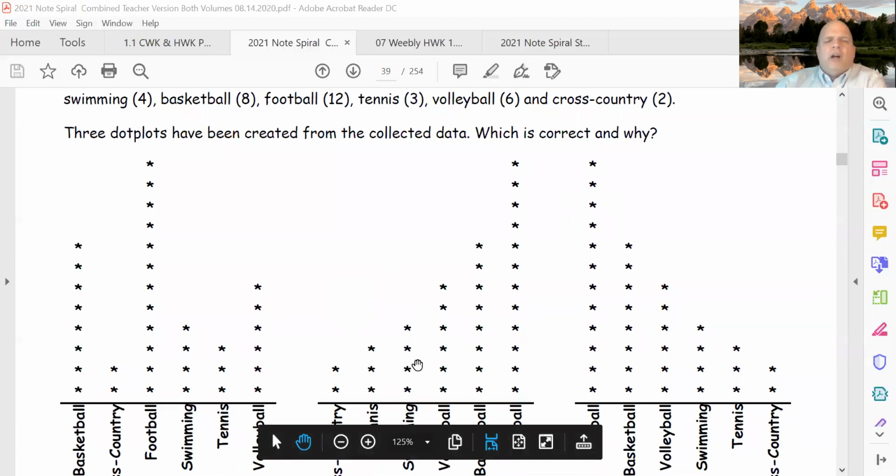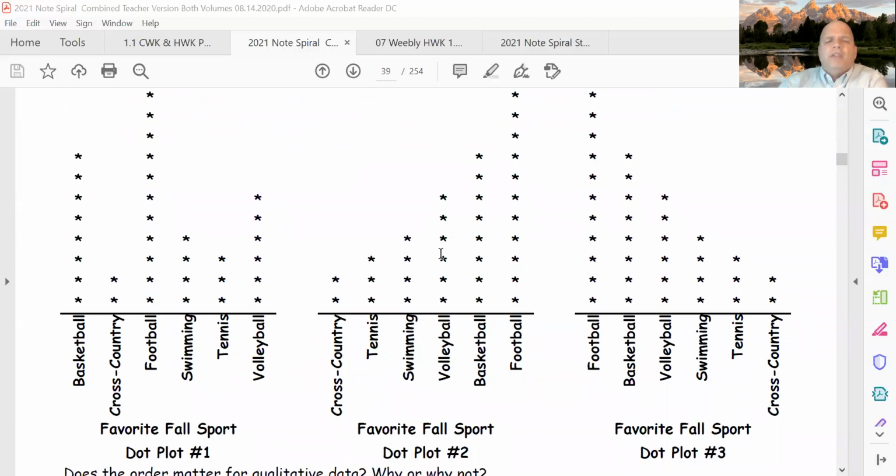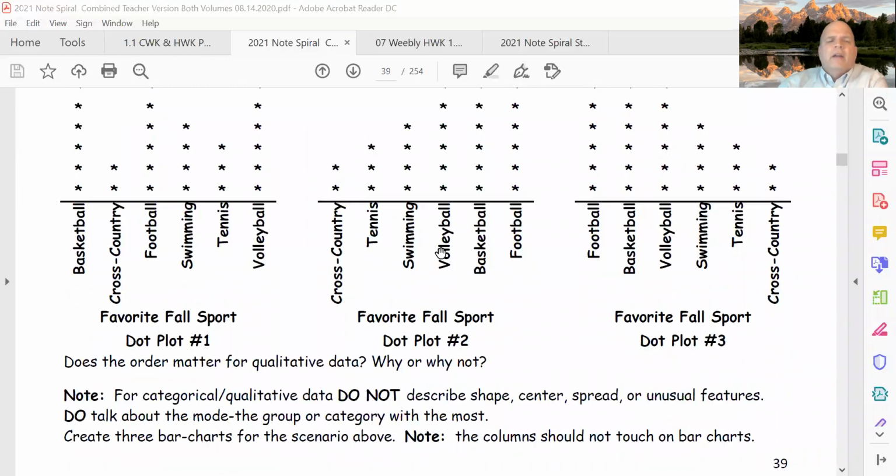I have one that's kind of all over the place. I have one that looks like it might be skewed to the left. I have another skewed to the right. And it turns out they're all correct, because the order didn't matter in that case. Least to greatest, greatest to least, or alphabetical, it doesn't really matter how you put it together, or even randomly, because the order doesn't matter, so you cannot describe shape. And that's the biggest thing to get out of that.